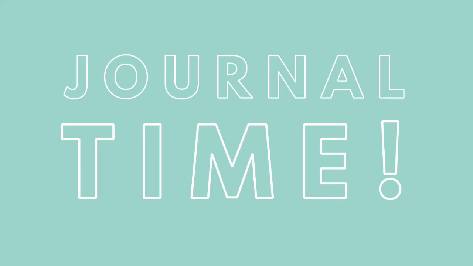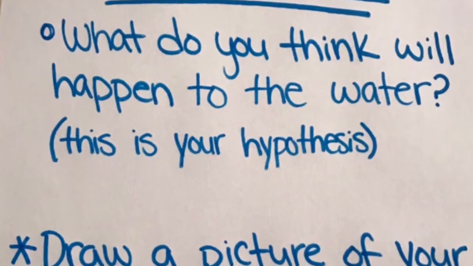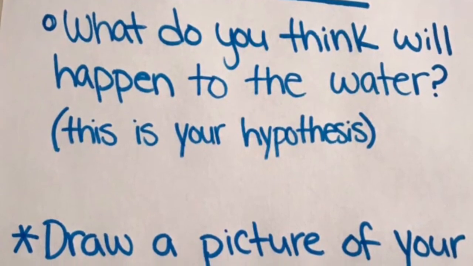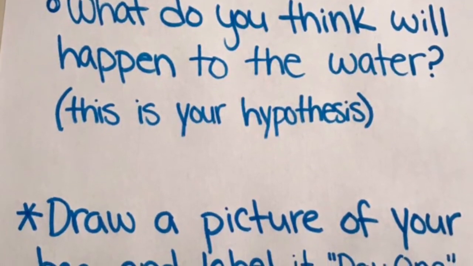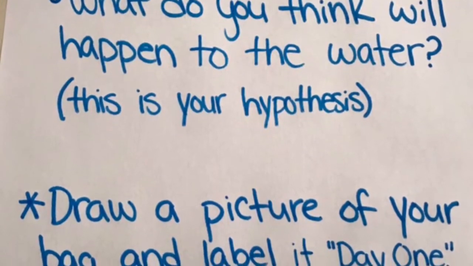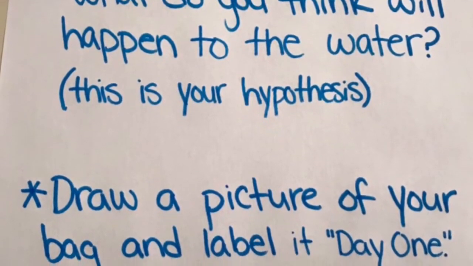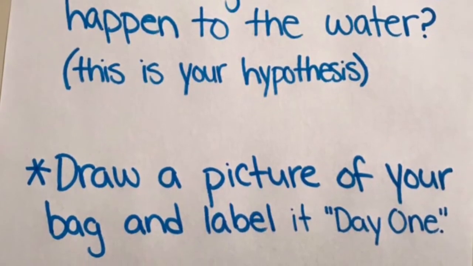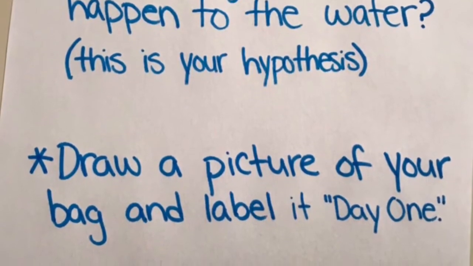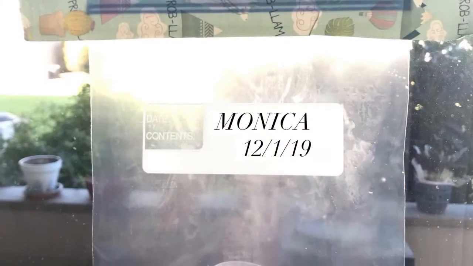Now it's time to journal. I want you to write down your hypothesis. And this is, what do you think will happen to the water? Do you think it will go below the halfway mark? Do you think you will end up with more water? Draw a picture of your bag and label it Day 1.